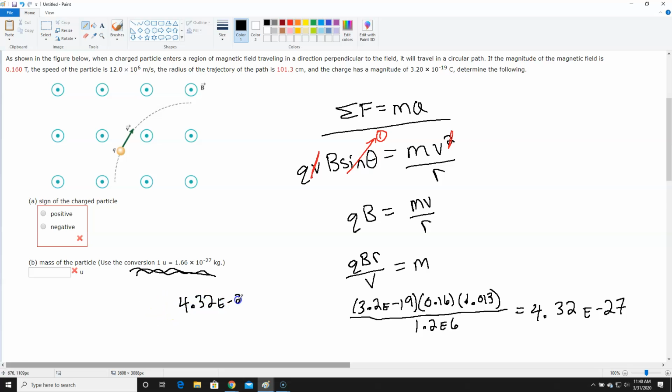So my final step is I'm going to divide 4.32 e negative 27 by 1.66 e negative 27. They're both e negative 27, so effectively it's 4.32 divided by 1.66. And I got 2.60. Is it positive or is it negative?